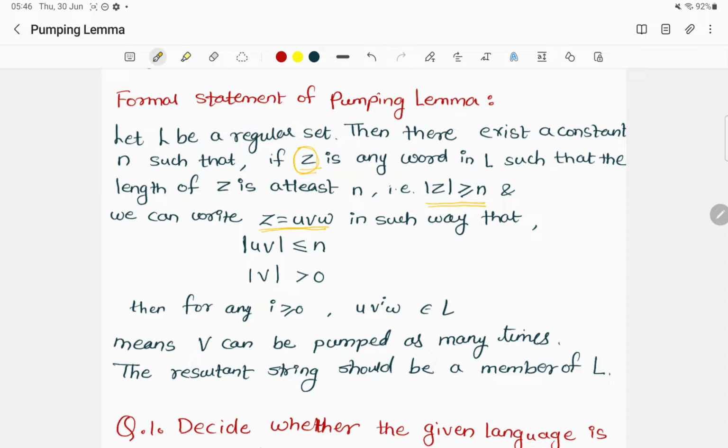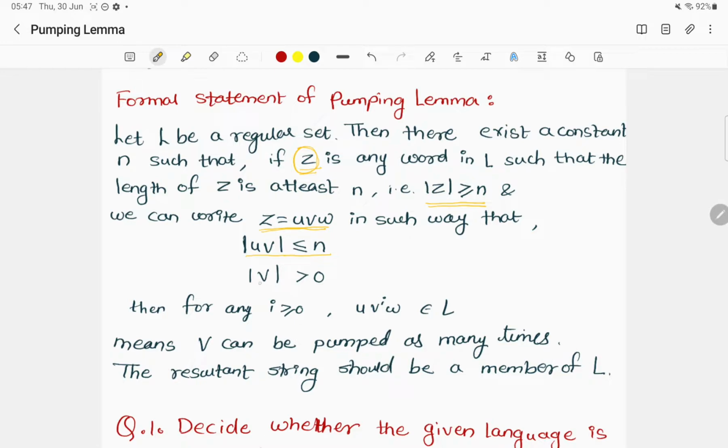I am just splitting it into some parts. Some part is called U, some is called V, and some is called W, in such a way that the length of UV should be less than or equal to n. Now what is the length of Z? It is minimum n. So UV can be at most n. For example, if your n is 5, then UV can be anything less than or equal to 5.